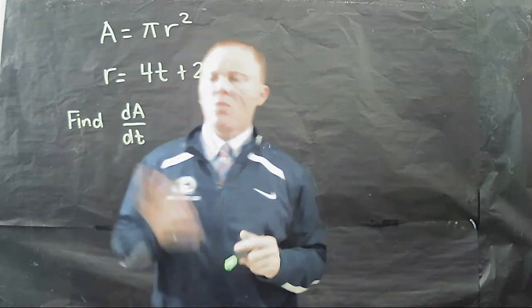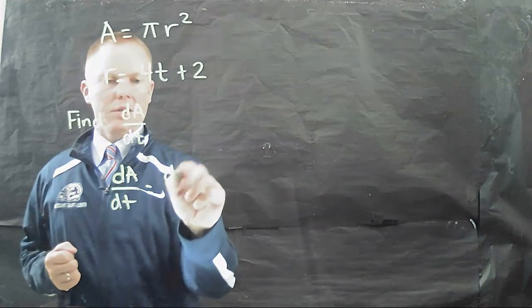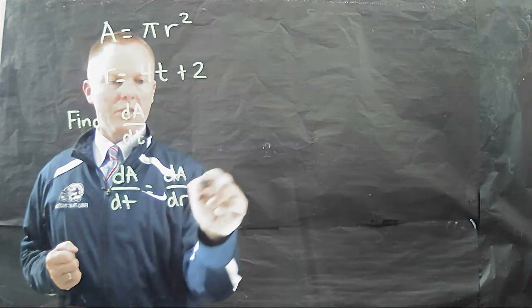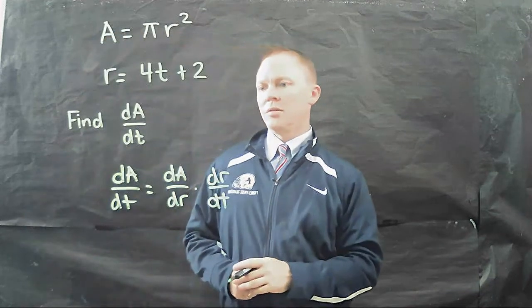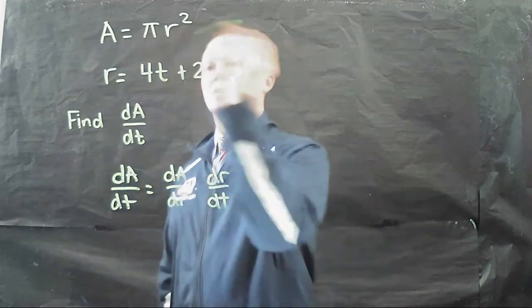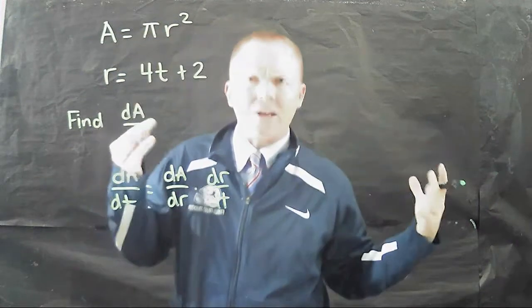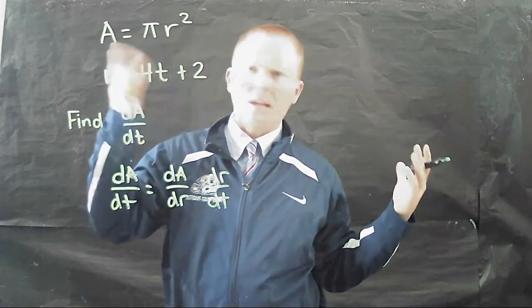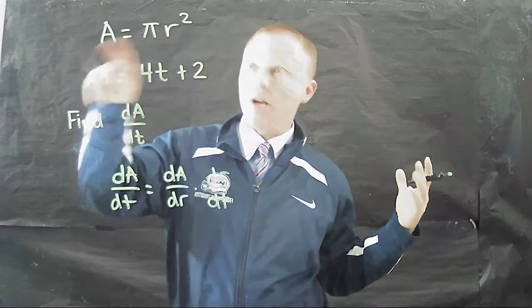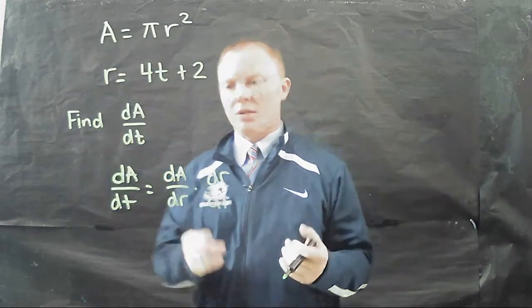Well, dA/dt is going to equal dA/dr times dr/dt. So it's very simple. What do we do? We're going to say, what's dA/dr? What's the derivative of the area with respect to the radius? How is the area changing with respect to the radius?